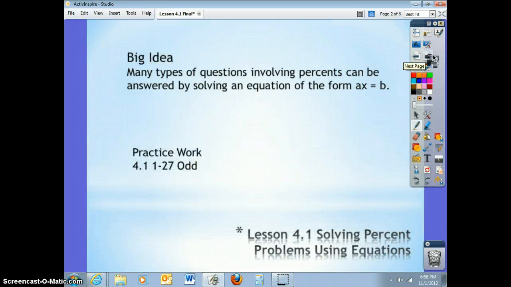So the big idea of Lesson 4.1 is that many types of questions that involve percents can be written in a very simple form of ax equals b, and then you solve for one of those three things. Either you're solving for a because they give you x and b, or you're solving for x because they give you a and b, or you're solving for b because they give you a and x.